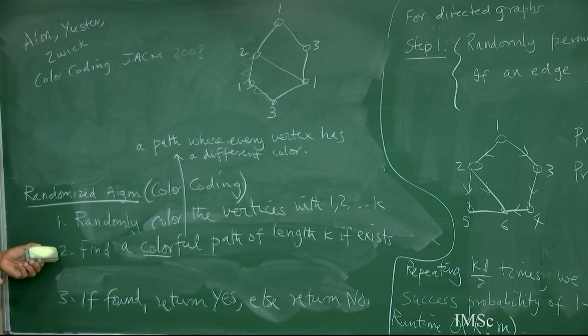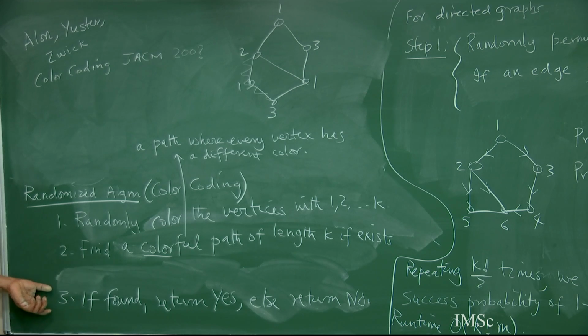Whereas here, the problem is presumably simpler because I don't have to keep track of vertices, I am keeping track of colors. There are n vertices, but there are only k colors. So somehow I keep track of colors, and we will argue that that's easier to do. Finding a path where every color is different is relatively easier than finding a path where every vertex is different.